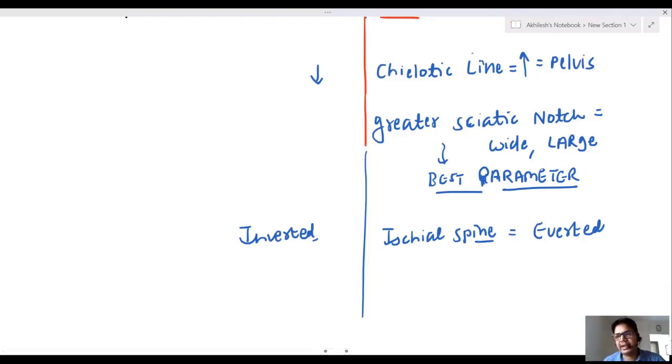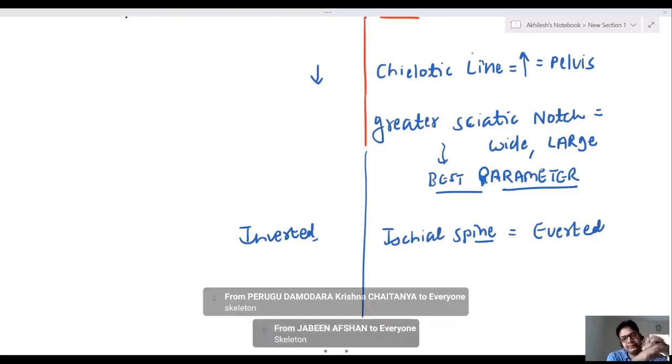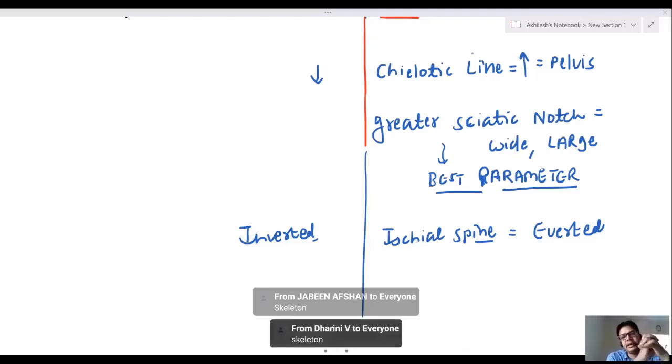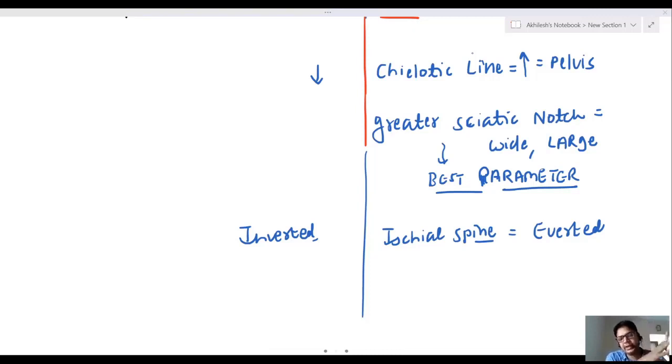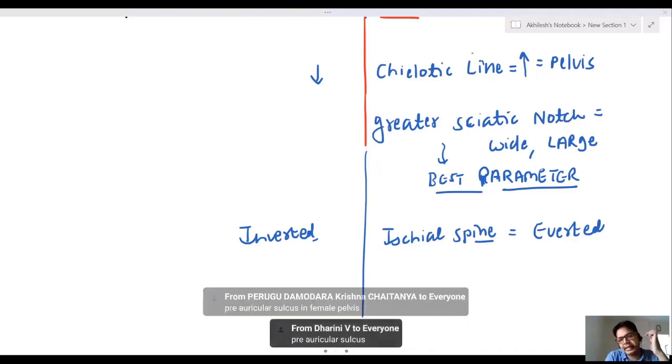Now I'm putting some MCQs right down. Okay. First, which is the best bone to decide male or female? Pelvis or complete skeleton? First question. Okay. What is tertiary sexual character? What's the name of tertiary sexual character, and present in which bone? Pre-auricular sulcus present in female pelvis.